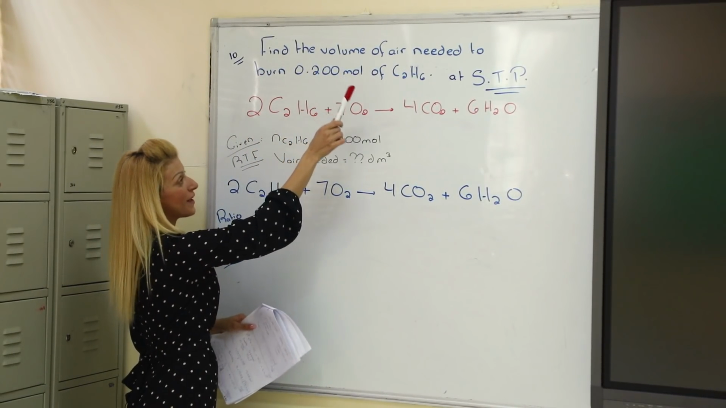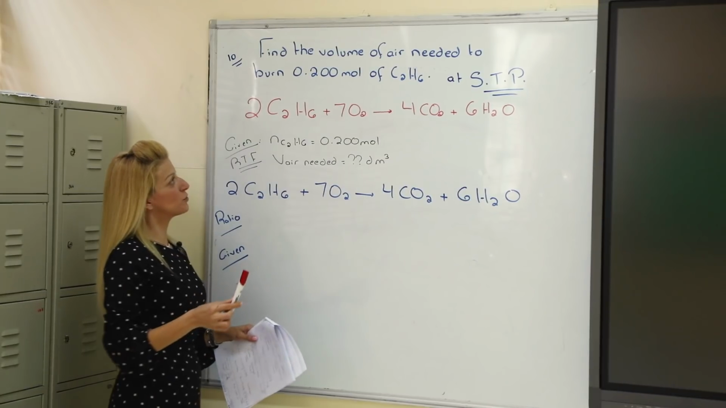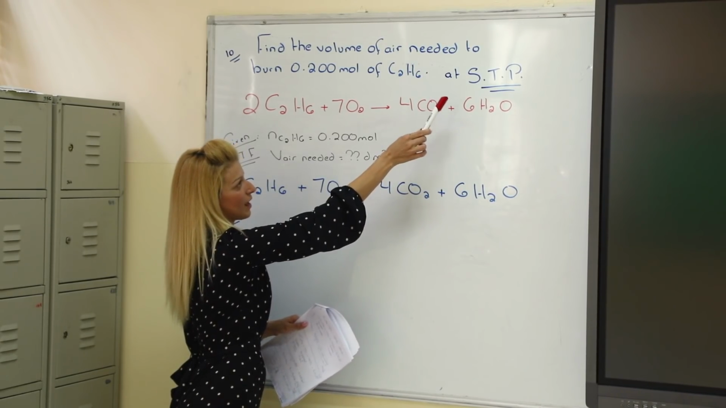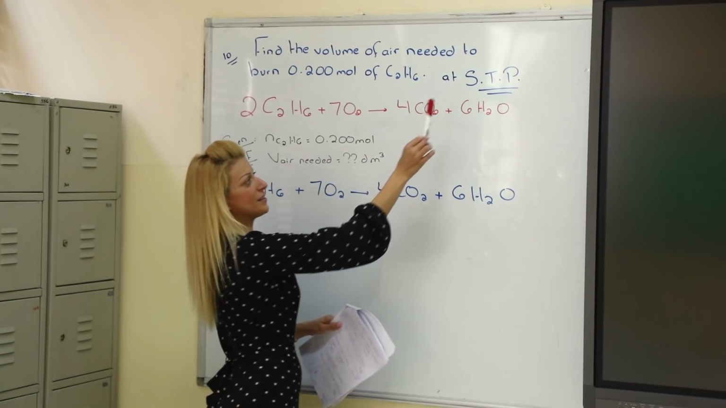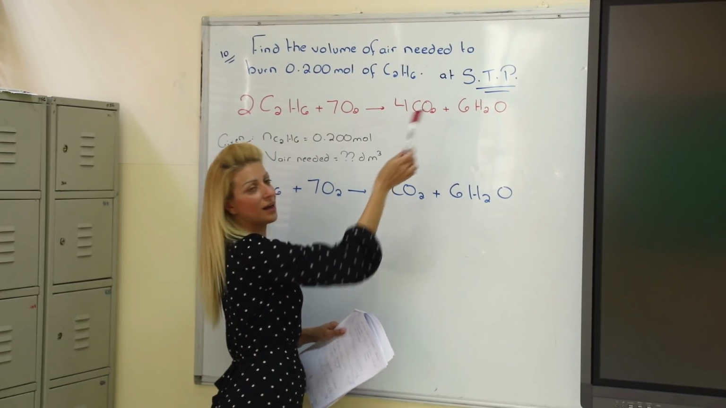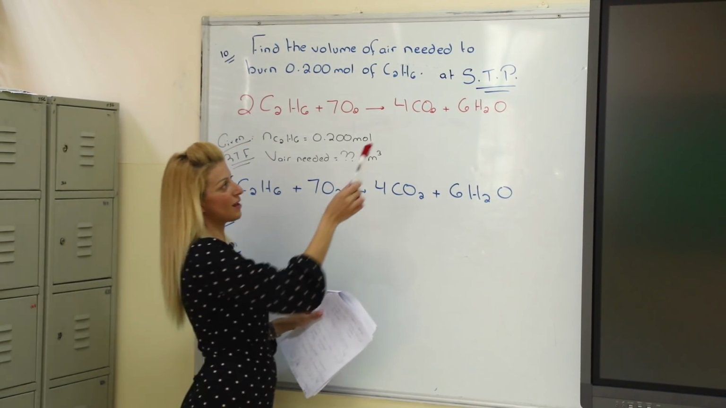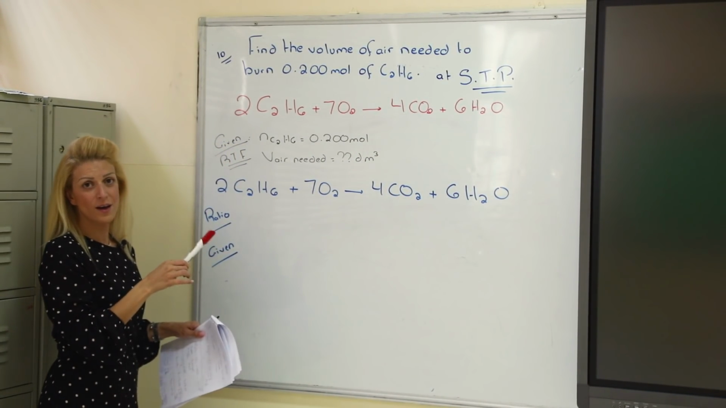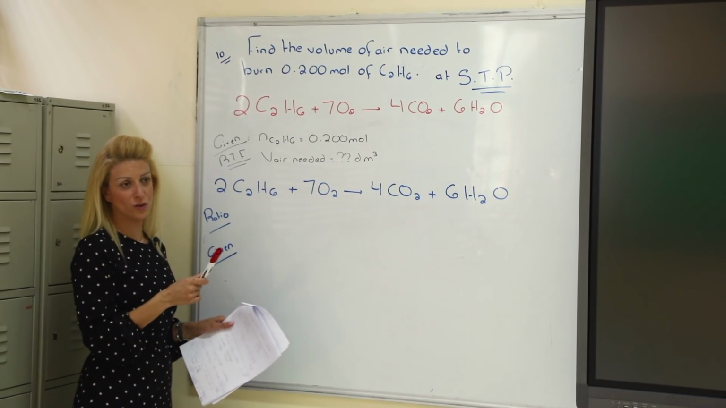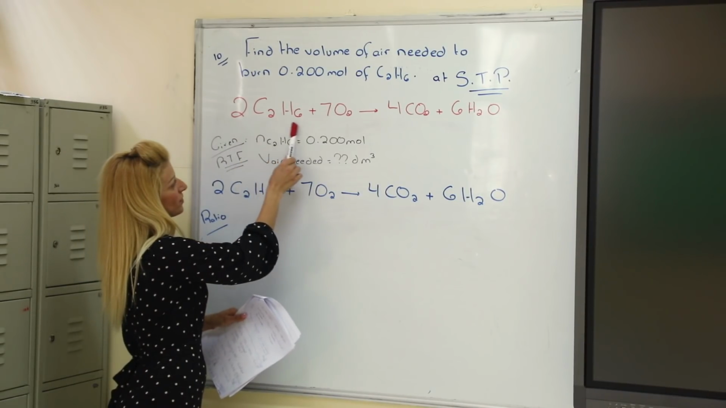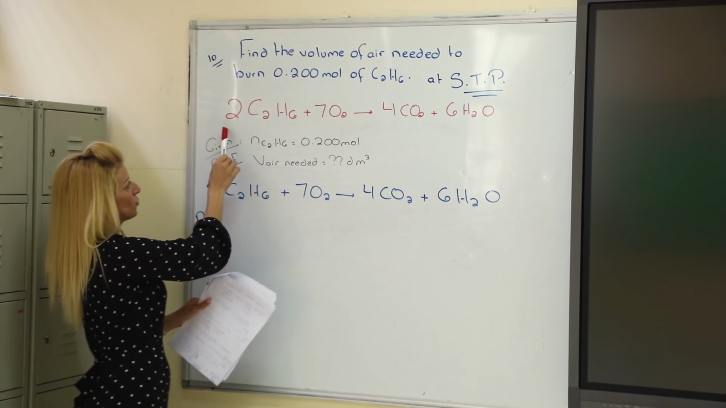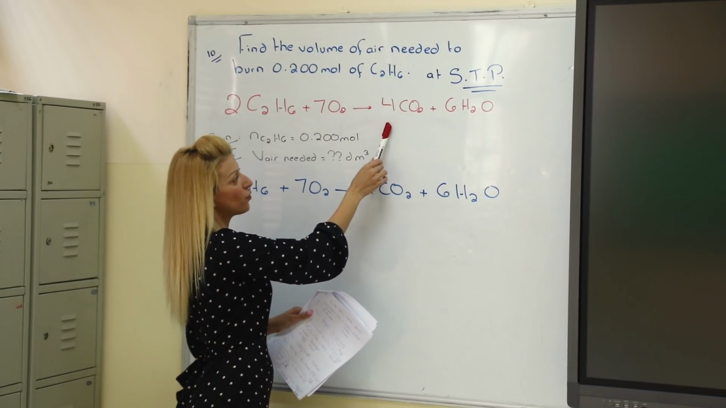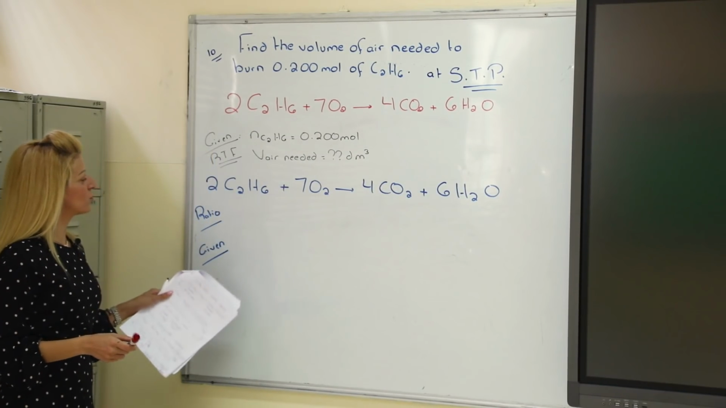Find the volume of air needed to burn 0.200 moles of C2H6 at standard temperature and pressure. STP means standard temperature and pressure. We know that under standard temperature and pressure conditions, 1 mole of any gas will occupy 22.4 deciliter cubed or meters. The equation is balanced and given below. 2C2H6 plus 7O2 gives 4CO2 plus 6H2O.